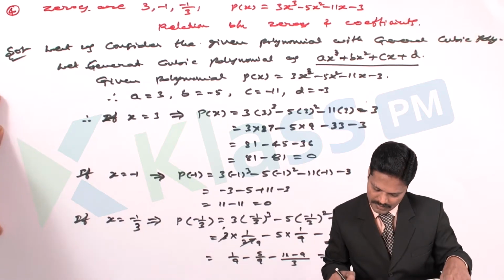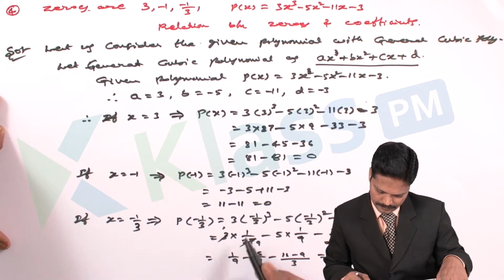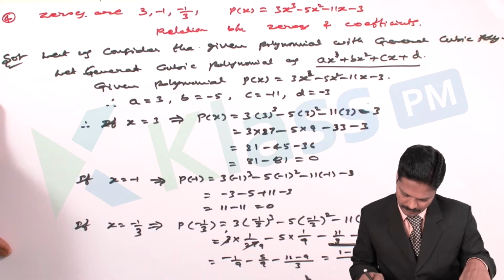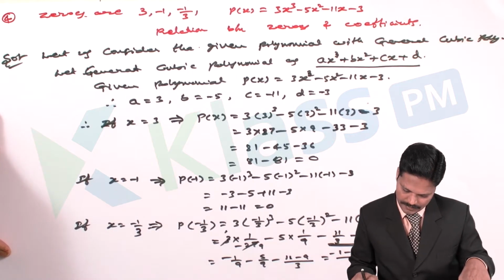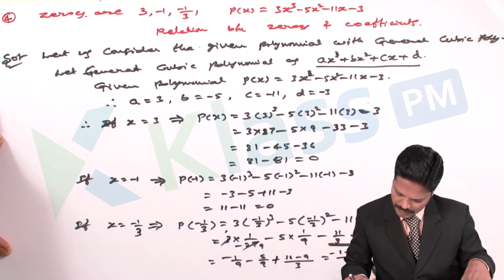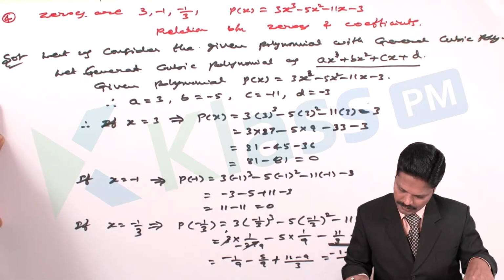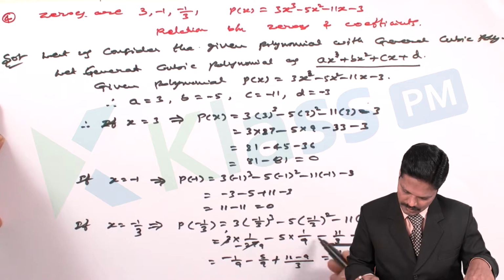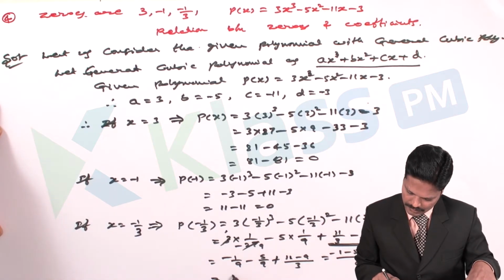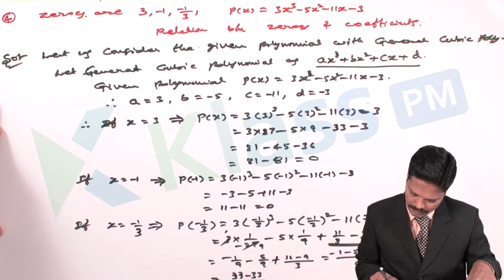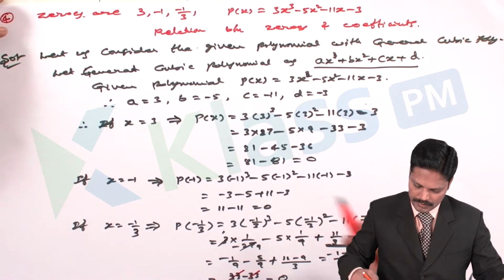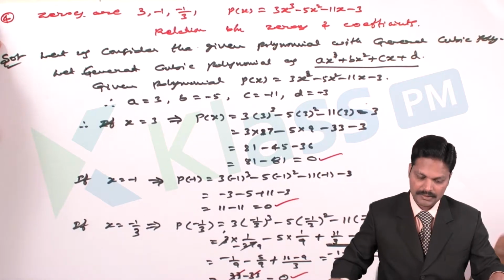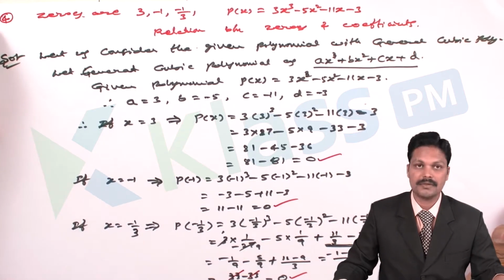Here minus into minus becomes a plus, and with LCM 9, the value is 33 minus 33 by 9, which is nothing but 0. So minus 33 and plus 33 cancel. In all the cases, the given values are zeros, so it is satisfied.